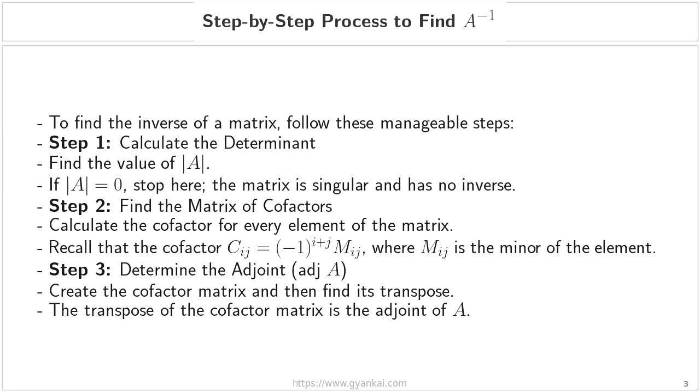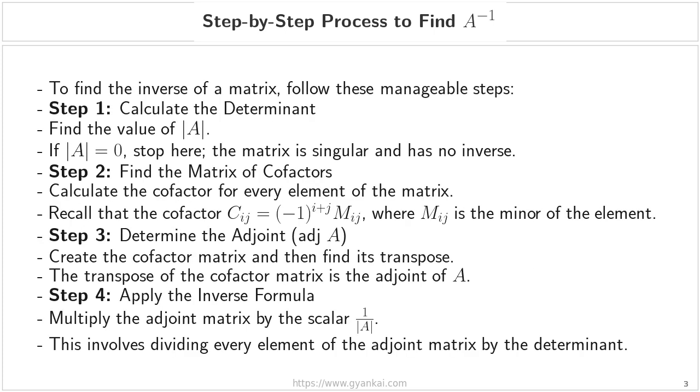Step 3, next, we need to determine the adjoint of matrix A. To get this, you take the cofactor matrix you just created and find its transpose. Remember, the adjoint is not just the cofactor matrix itself, it is the transpose of that cofactor matrix. This means you'll be switching your rows and columns.